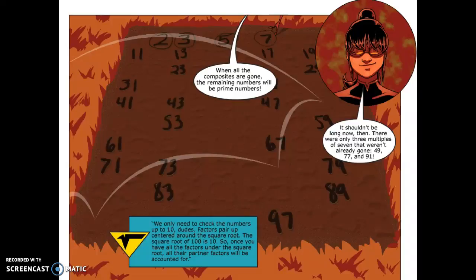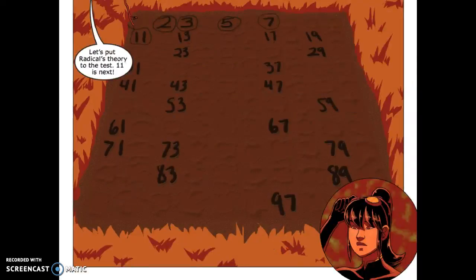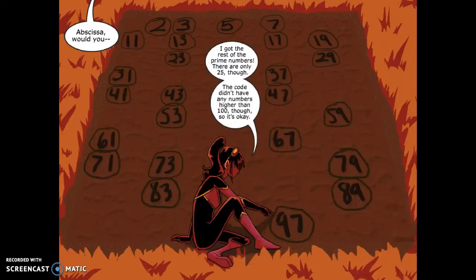Now this is the surprising part where Radical comes up with a theory that we only need to check the numbers up to 10 because 10 is the square root of 100. Once we've already found all the prime numbers under 10, we're not going to have any more above 10 because there would be nothing to pair them up with. Factors pairing up around the square root, which is what Radical knows about. And sure enough, we take a look at 11, and all the multiples of 11 are already gone, and they're done. So Abscissa circles the rest of the prime numbers.